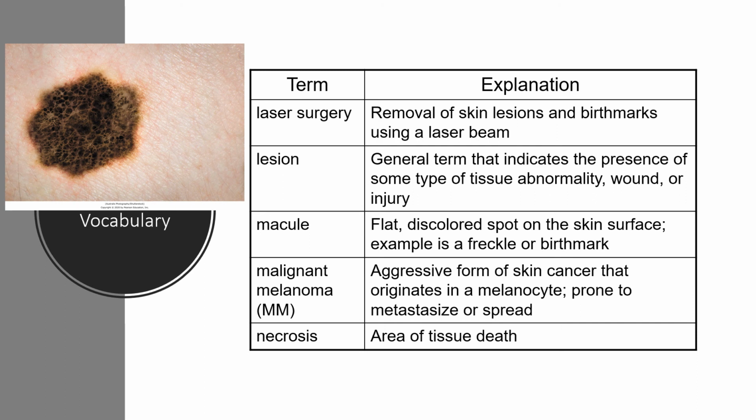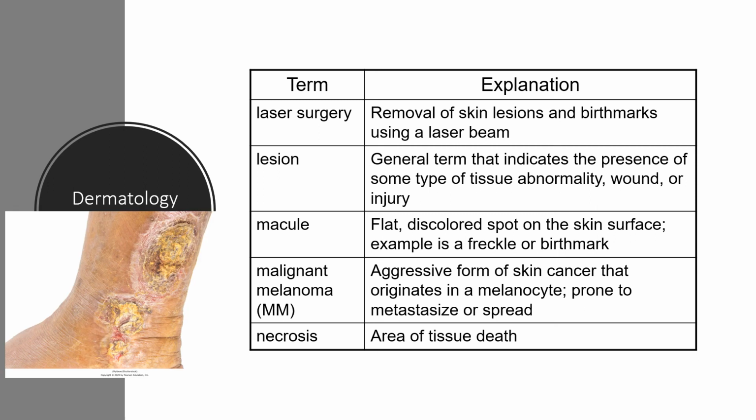Malignant melanoma, abbreviated MM, is an aggressive form of skin cancer that originates in a melanocyte. A melanocyte is a type of skin cell that is pigmented. And this is going to be prone to metastasize or spread. And then necrosis, as you see here on the left, is an area of tissue death.